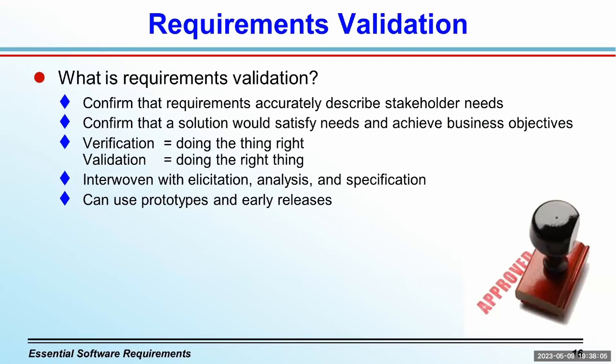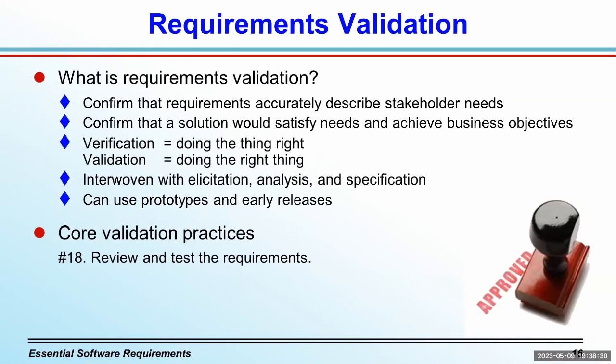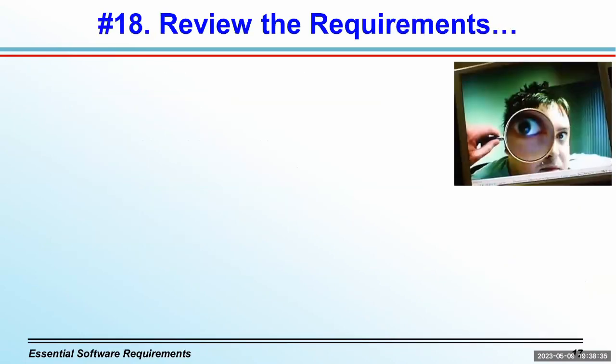So how do we do validation? Well, prototypes and early releases of your solution, or even delivering the full solution, those are ways to validate with customers whether or not you're building the correct solution. But those can be kind of expensive activities, and you don't get much feedback until after you've actually built something. So a core practice for ongoing requirements validation involves a combination of reviewing requirements and testing them even before you have any code.